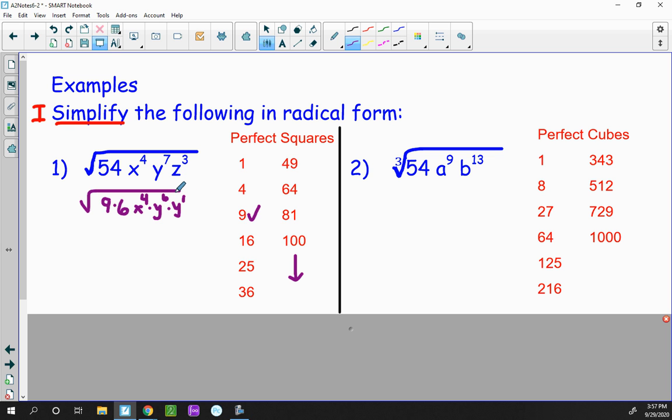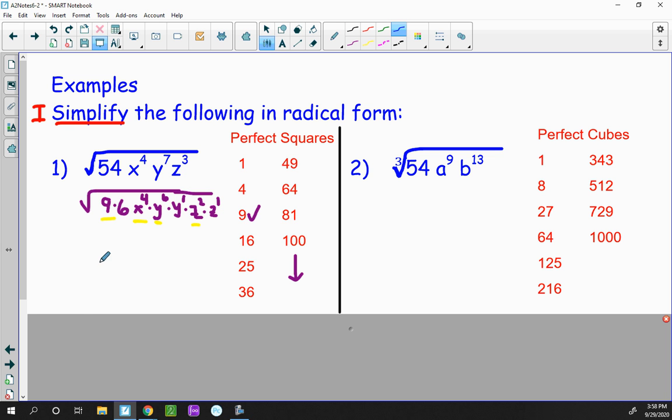And then last, look at your z. It's raised to the 3rd power. We can't divide 3 by 2 and get a whole number, but we can write z to the 3rd as a factor of z to the 2nd and z to the 1st. And then, like we've done in the past, you go back and underline the pieces that simplify: 9, the x to the 4th, the y to the 6th, and the z to the 2nd.